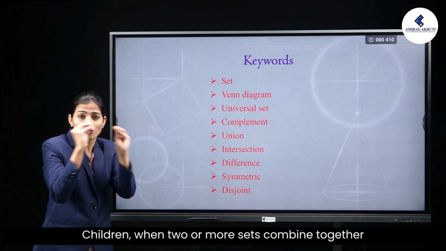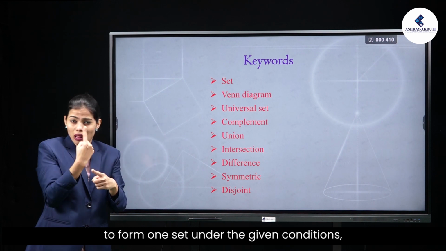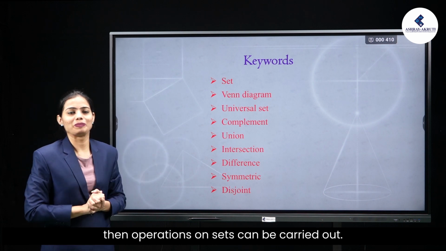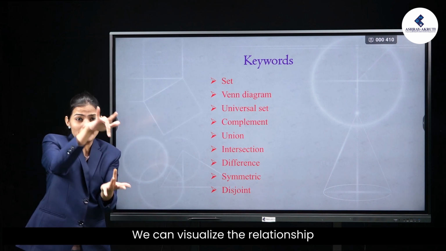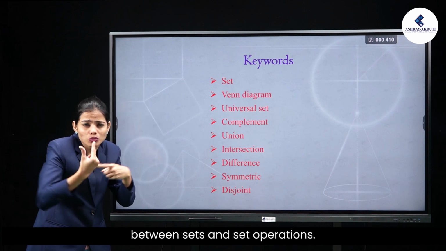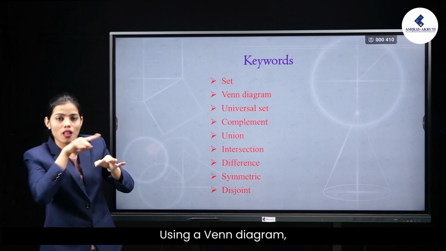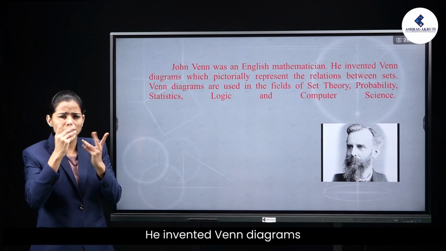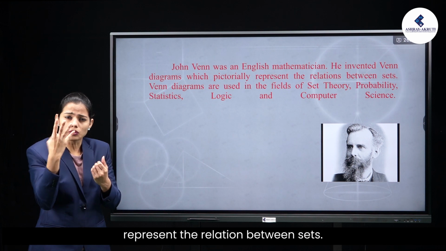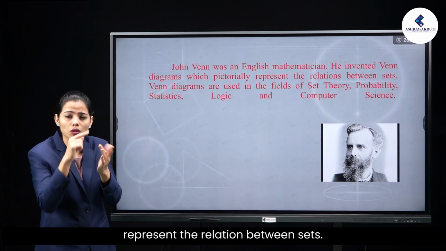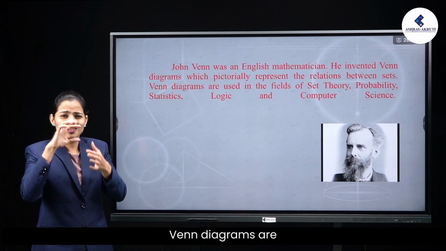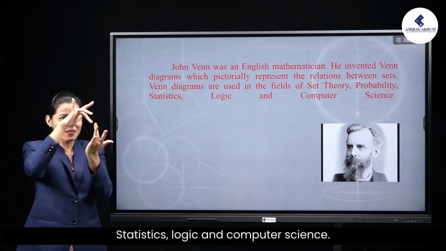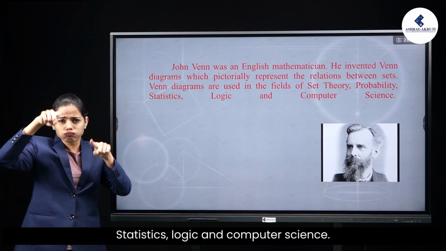Children, when two or more sets combine together to form one set under the given conditions, then operations on sets can be carried out. We can visualize the relationships between sets and set operations using a Venn diagram. John Venn was an English mathematician. He invented Venn diagrams, which pictorially represent the relation between sets. Venn diagrams are used in the field of set theory, probability, statistics, logic, and computer science.